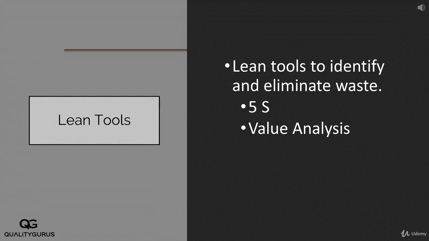your process. Two important tools which we are discussing here in lean tools are 5S and value analysis. These are very simple tools. Let's look at these and understand what these are and how they can help us in reducing waste in our process. Let's start that with 5S.